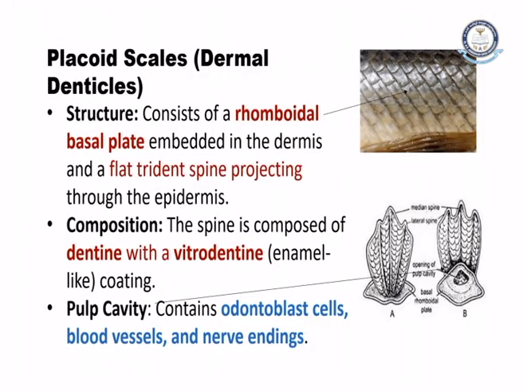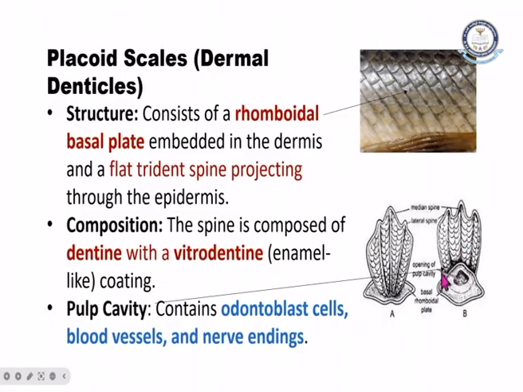The types include mainly five types: cycloid scales, which are smooth; ctenoid scales, which are spiny; placoid scales, which are sharp and teeth-like; and ganoid scales, which are diamond shaped. Specifically, if we want to learn about the scales present in Scoliodon, Chondrichthyes Scoliodon, we have placoid scales. So, let us see the structure of the dermal scale of placoid scales.